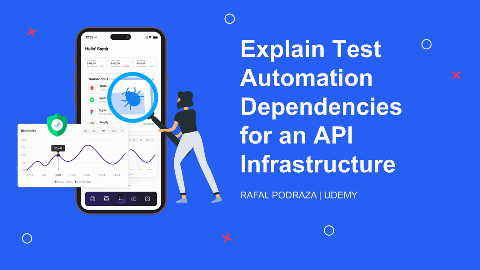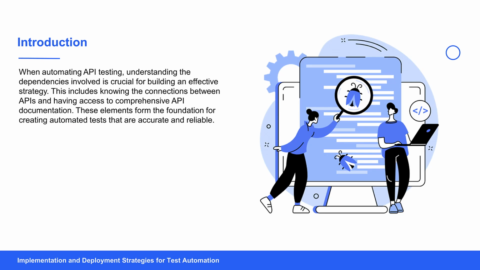Let's begin by discussing why understanding dependencies is crucial when automating API testing. In the context of API testing, dependencies refer to the various connections and relationships between APIs, as well as the role of detailed API documentation. These elements form the foundation of our testing strategy, ensuring that the automated tests we create are not only reliable, but also accurately reflect real-world usage scenarios.